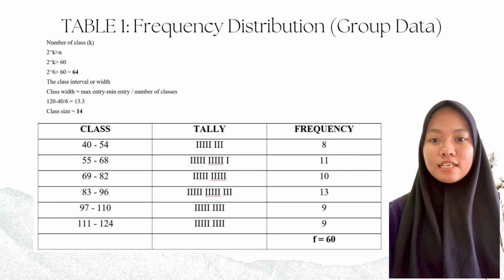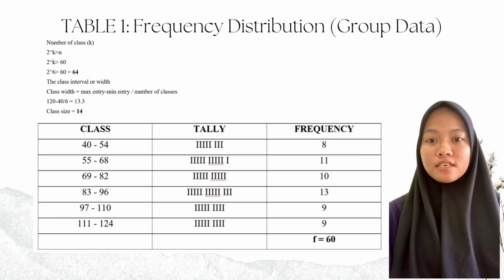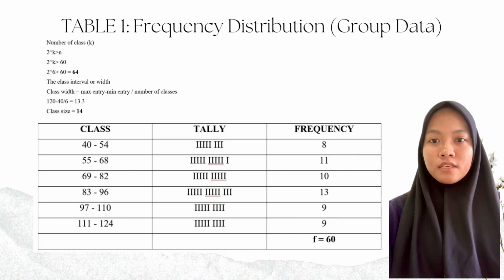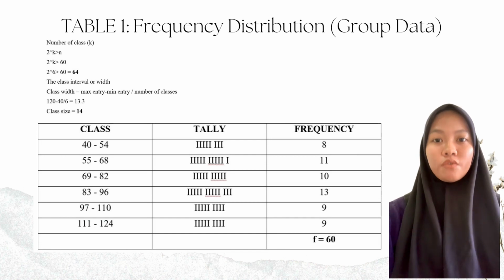The second step is the class interval. We can find the class interval by maximum entry minus minimum entry divided by the number of classes. So 120 minus 40 divided by 6 equals 14. So the class size is 14.